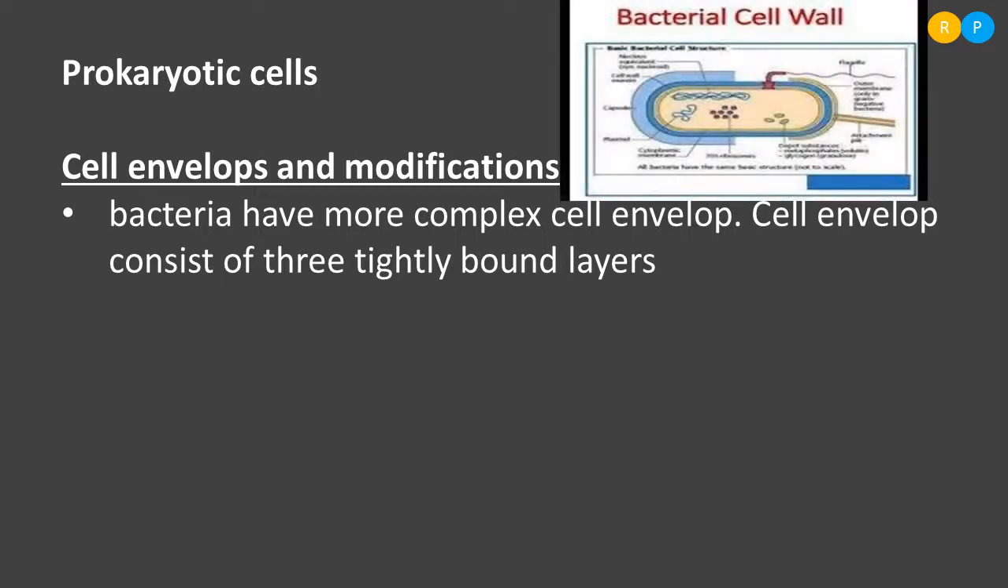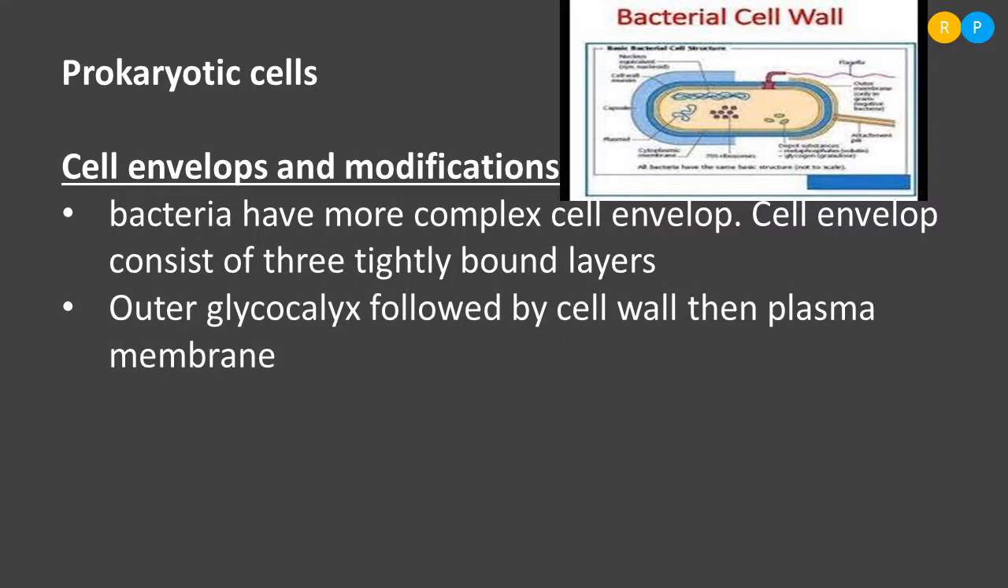So the first thick layer we can observe in the diagram, that is capsule, and next to that the second or the middle layer, that is named as cell wall, and next to the cell wall we have cell membrane. So these three layers, they bound very tightly with one another, and all three layers together form cell envelope. Understood?